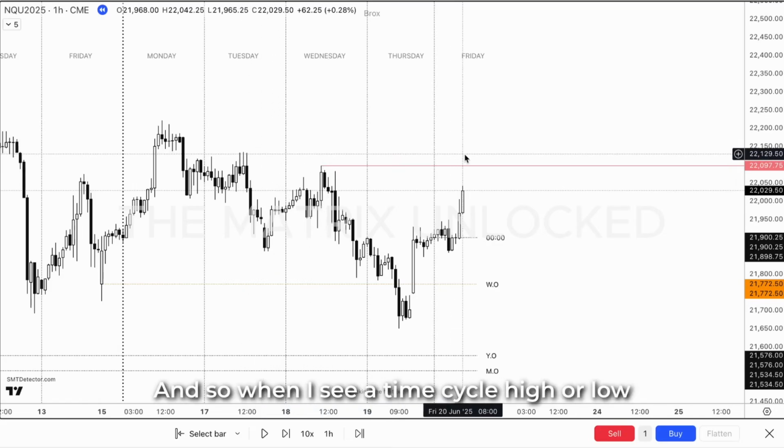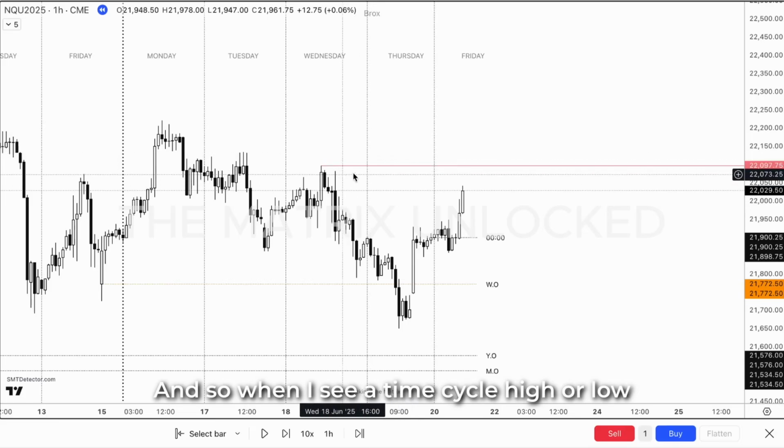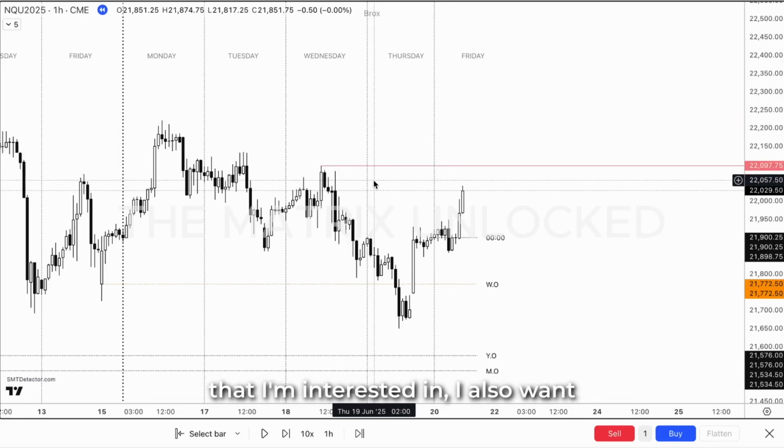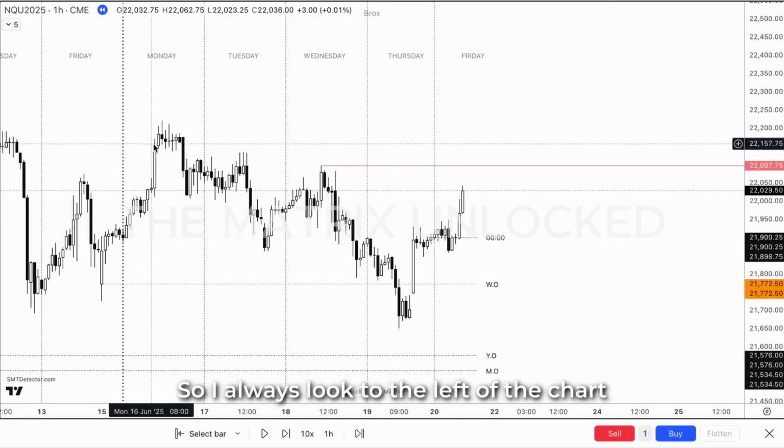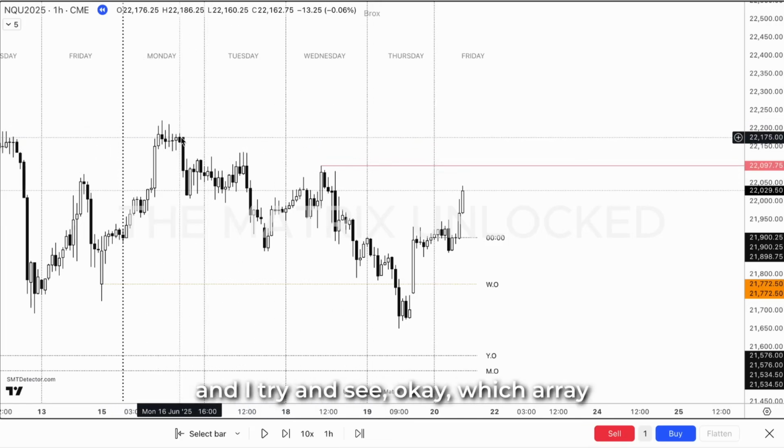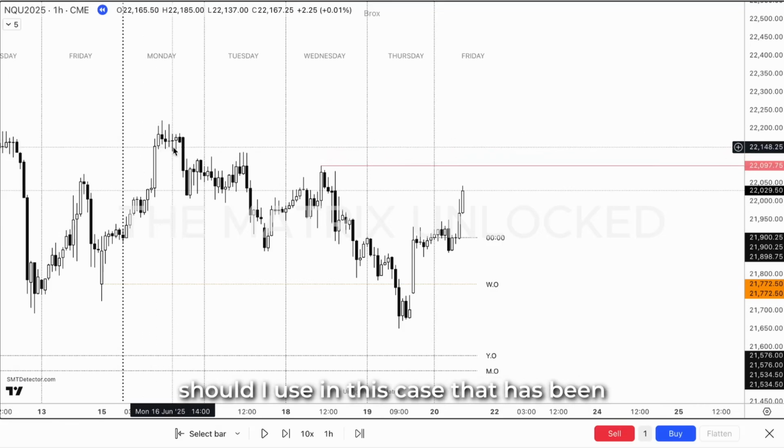And so when I see a time cycle high or low that I'm interested in, I also want to see, did it form at an array of interest? So as you know, we look for arrays that have been used by price before. So I always look to the left of the chart and I try and see, okay, which array should I use in this case that has been used repeatedly by price? Now there's a couple ones here.